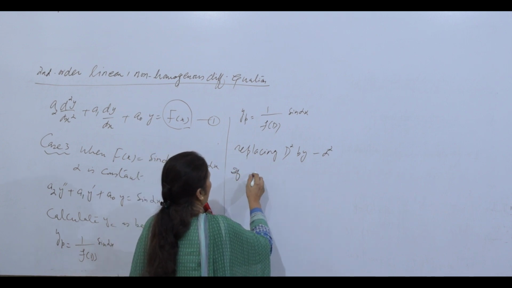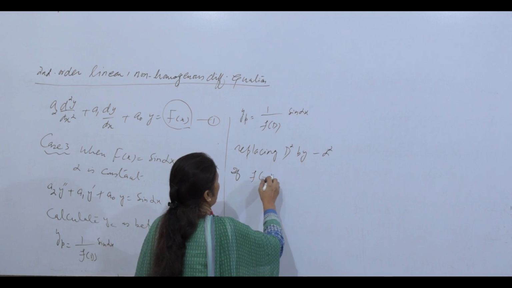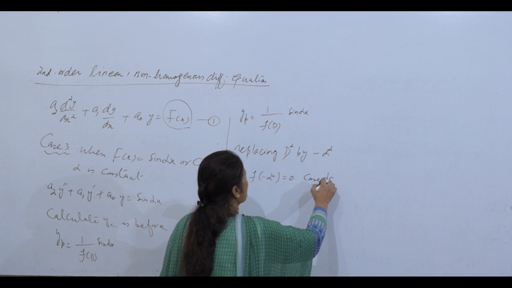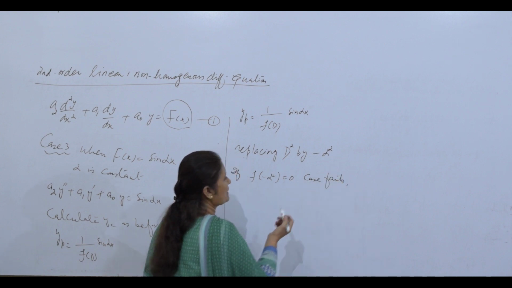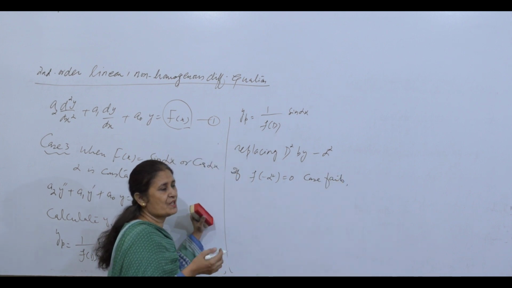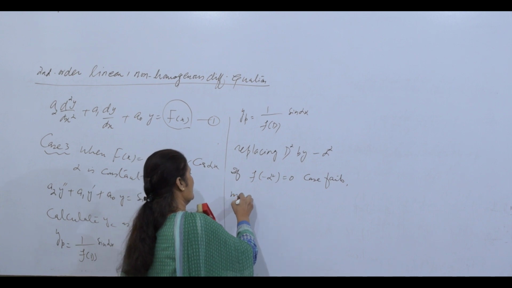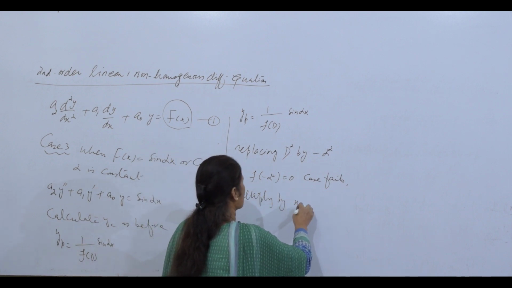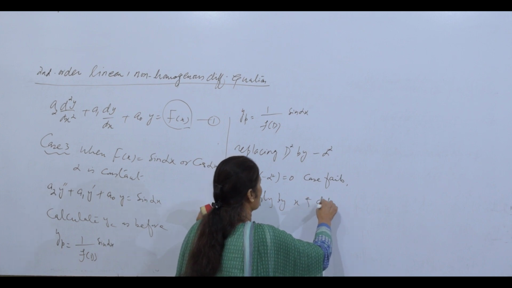If f of minus alpha square equal to 0, the case fails. Sometimes it happens. Case fails, multiply by x and differentiate the denominator.